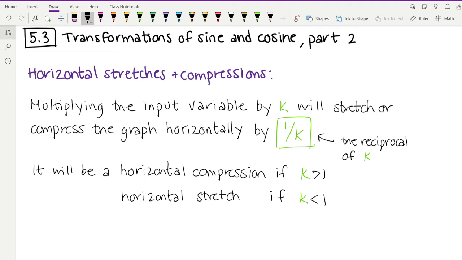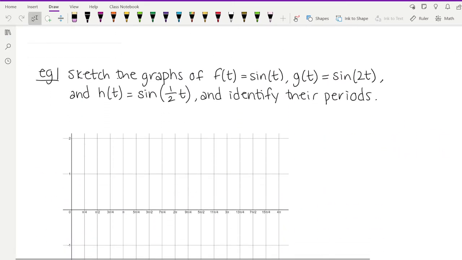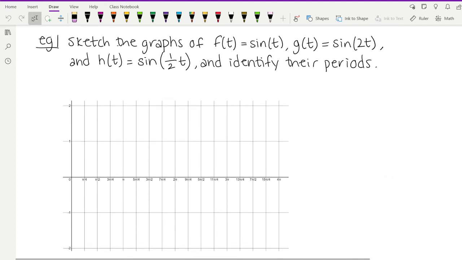Okay, so let's actually look at an example of this with the graphs of sine and cosine. So we want to sketch the graphs of f of t is equal to sine of t, g of t is equal to sine of 2t, and h of t is equal to sine of 1/2 t. And then we're going to also identify their periods, because the next thing we want to do is make a connection between that number k and how that plays into the period of a trigonometric function.